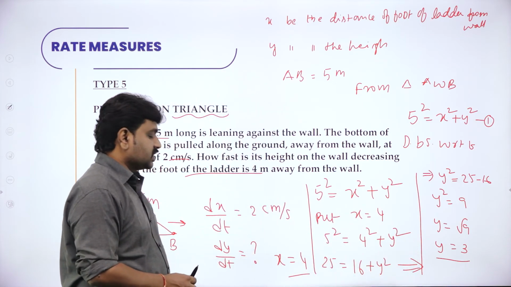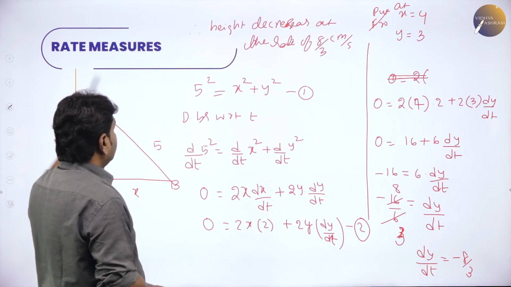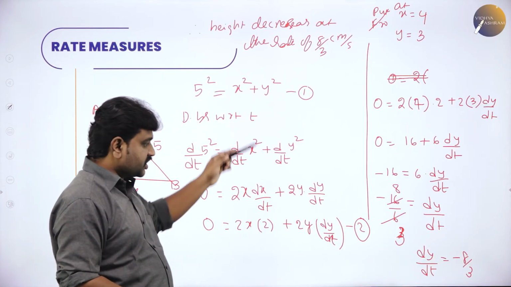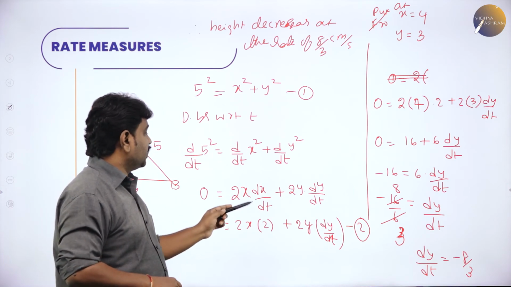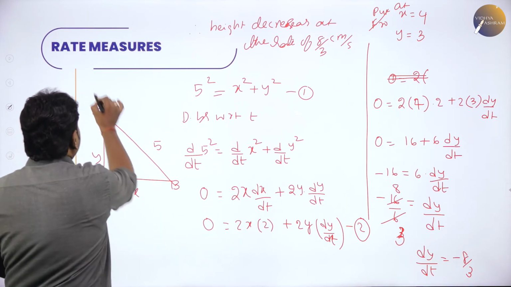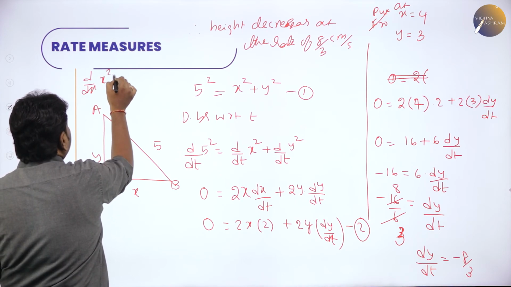Then differentiate both sides because we want dy by dt. So I took the Pythagoras theorem equation, I differentiated both sides. What is derivative of x square? 2x into d by dt of x. It is chain rule. Here, if it was d by dx of x square, it would have been 2x.